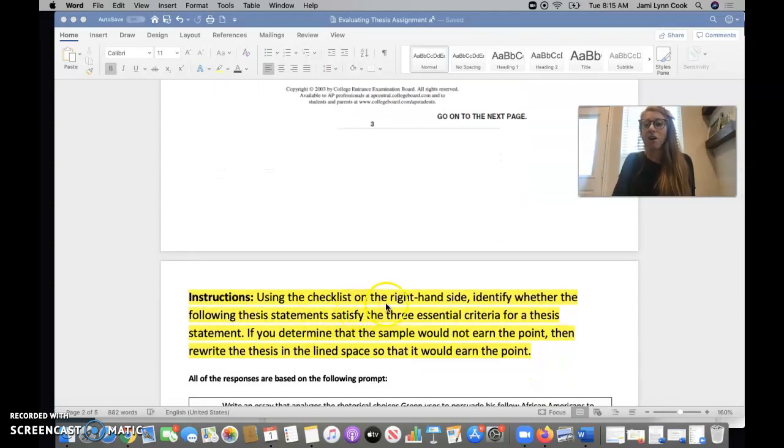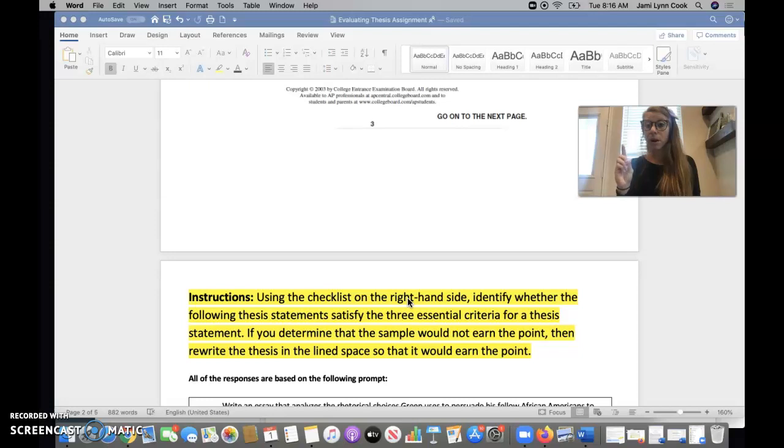Using the checklist on the right-hand side, identify whether the following thesis statements satisfy the 3 essential criteria, which is listed below, for a thesis statement. If you determine that the sample would not earn a point, meaning it's not well written, then you'll need to rewrite the thesis statement in the lines or the space provided below. So what we're doing today is we are evaluating thesis statements. We're evaluating them with 3 criteria.